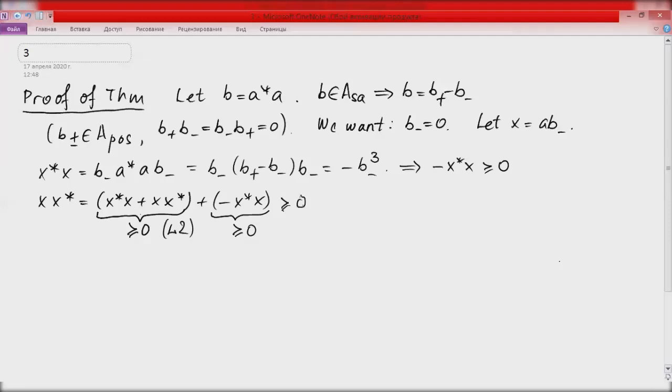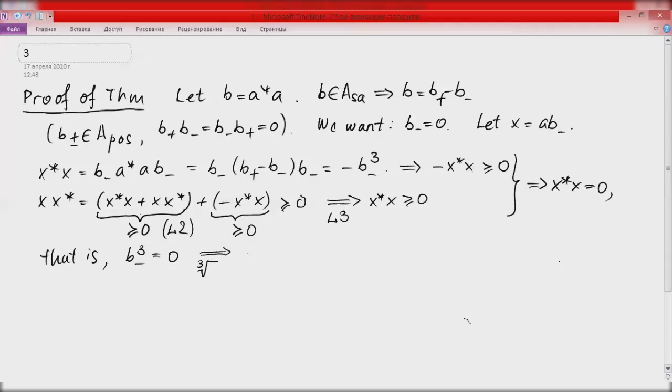And now we apply lemma 3. So the spectrum of AB equals the spectrum of BA after we add 0 to both sides of the formula. So this implies that the element X star X is also positive. But we already know that minus X star X is positive. So these two facts together imply that X star X is 0. That is, B minus cubed is 0. And finally, we apply the cubic root function, and we conclude that B minus is 0. And this completes the proof.